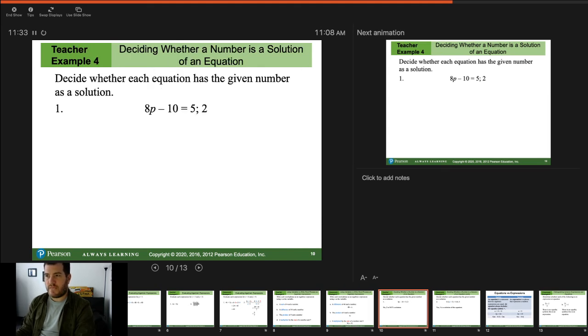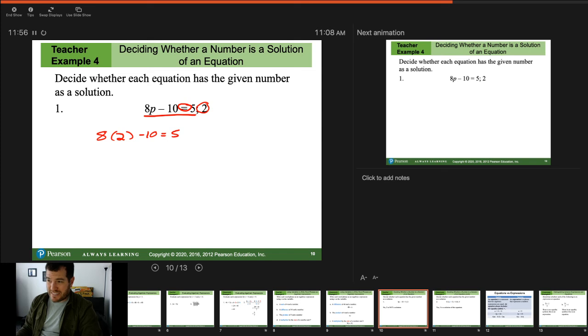Okay, next topic. Deciding whether a number is a solution to the equation. So we have this equation now, and it's an equation because we have the equal sign here. And we're trying to figure out, does this work? How do you do that? Well, what do I stick in for p? The 2.